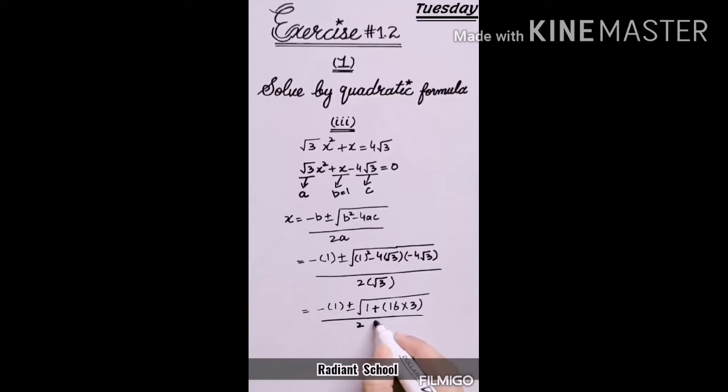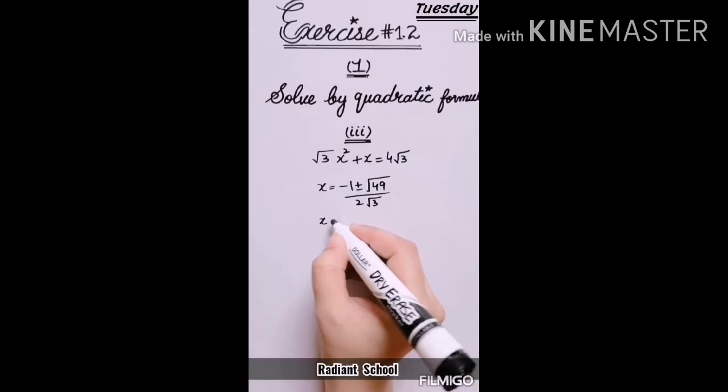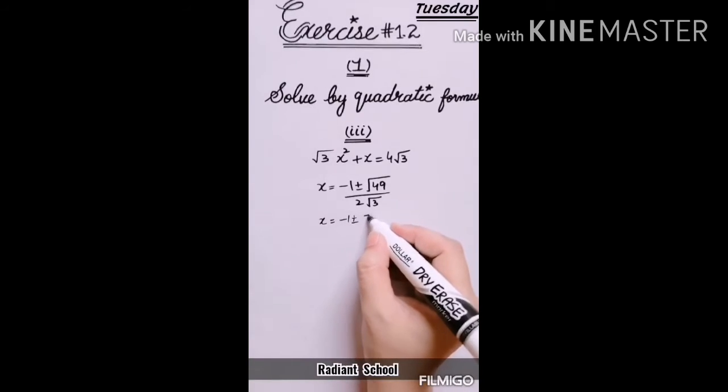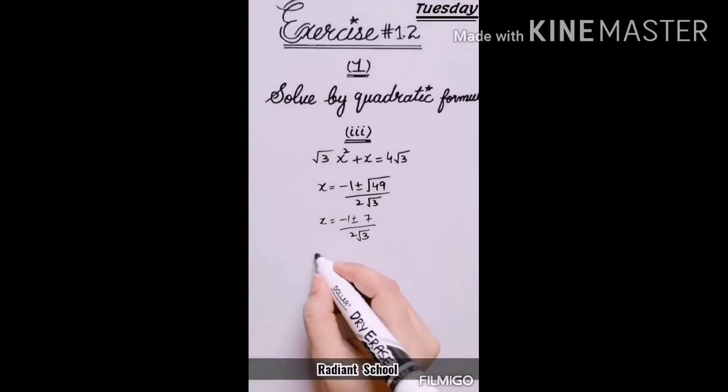Divided by 2 square root of 3 is equal to minus 1 plus minus square root of 1 plus 48 divided by 2 under root 3. Now we have to simplify this as well. X is equal to minus 1 plus minus square root of 49, which is 7, divided by 2 under root 3. Now we have to separate it.